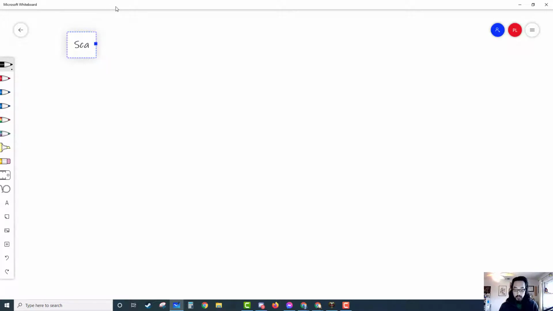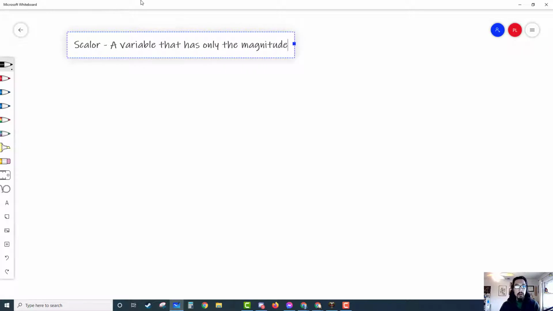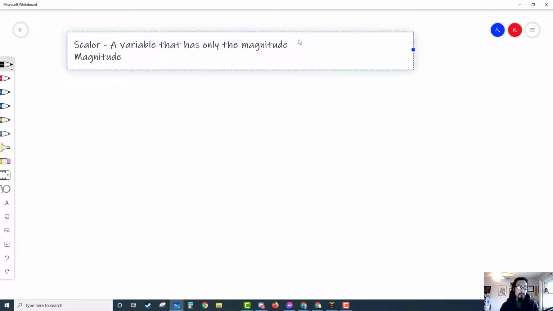The first one is called a scalar. Okay, and a scalar is a variable that has only the magnitude. Okay, so a scalar is a variable that only has magnitude. Now, we have this new word here called magnitude. So let's define magnitude. Magnitude simply tells us how big or how small something is. And usually the magnitude is like a numerical value.